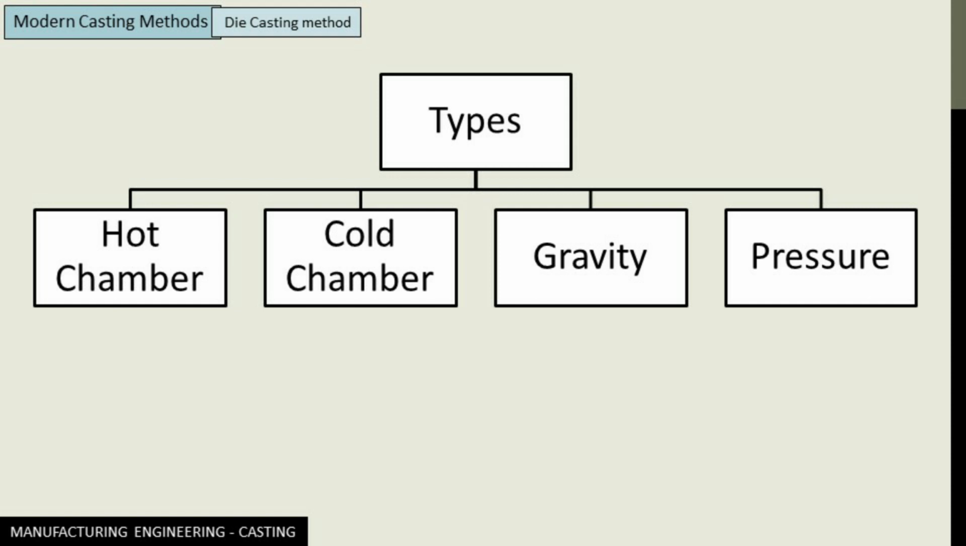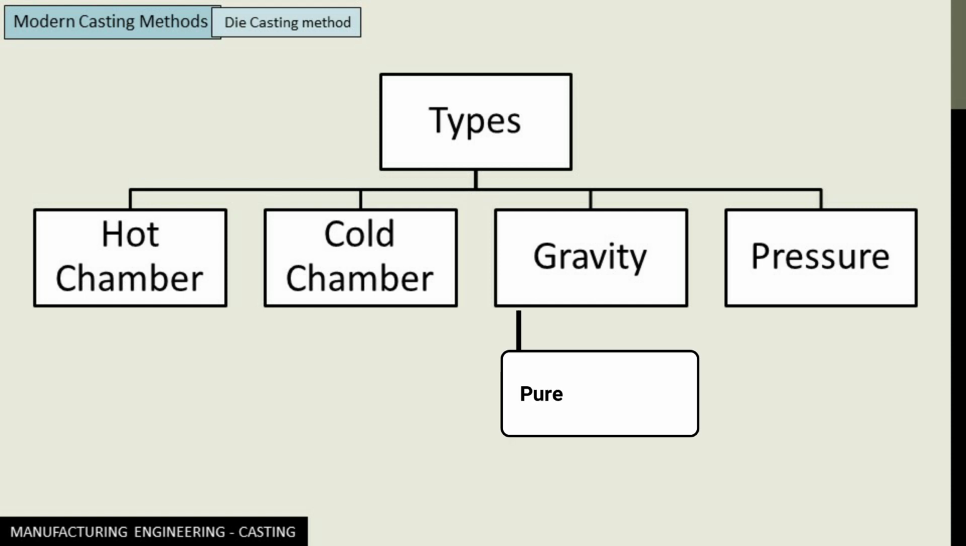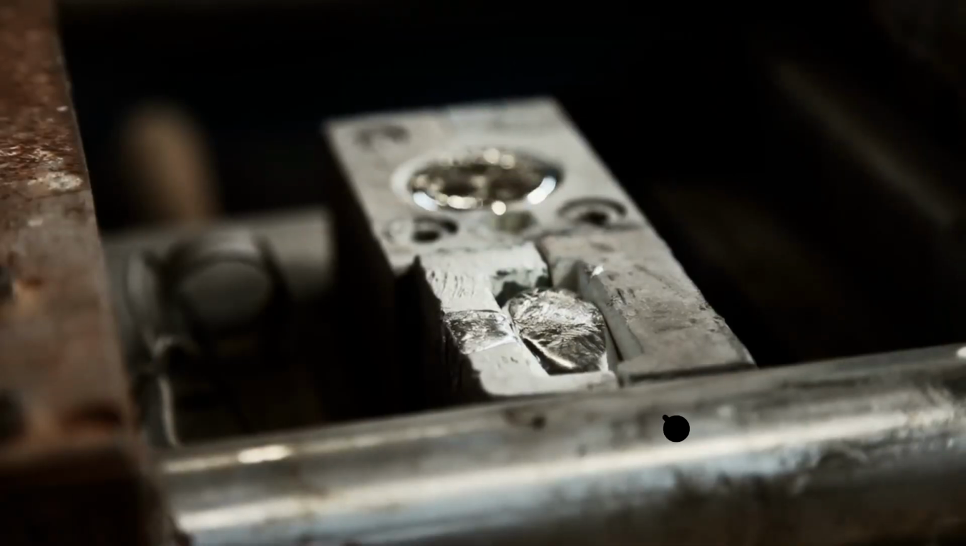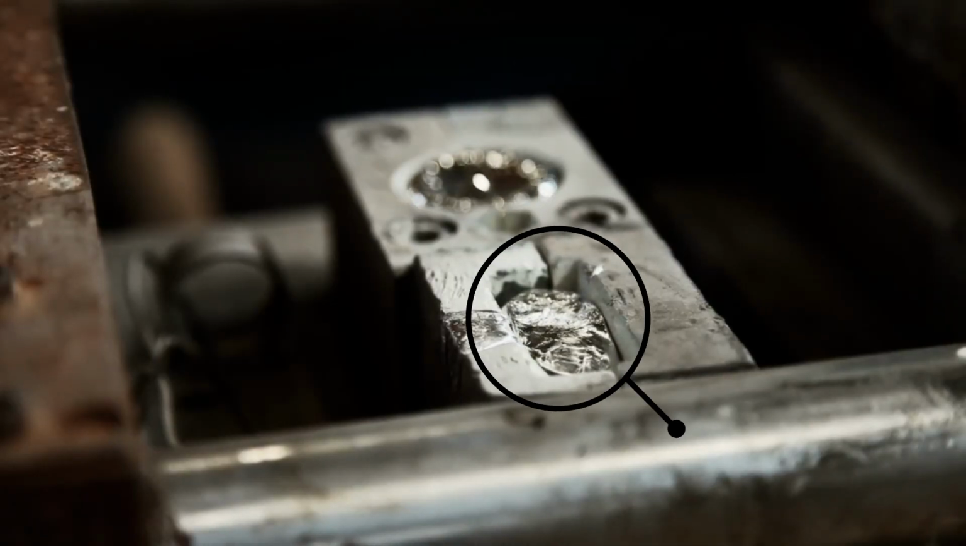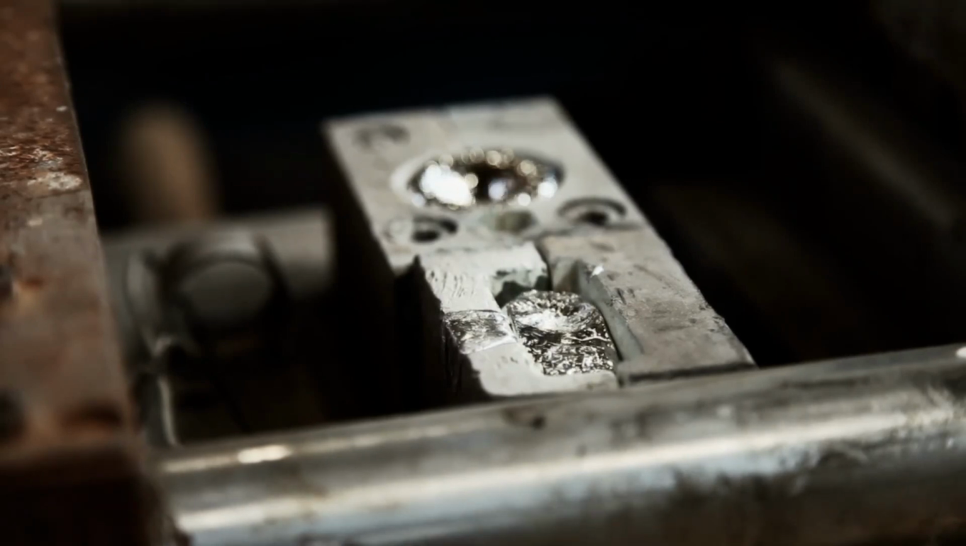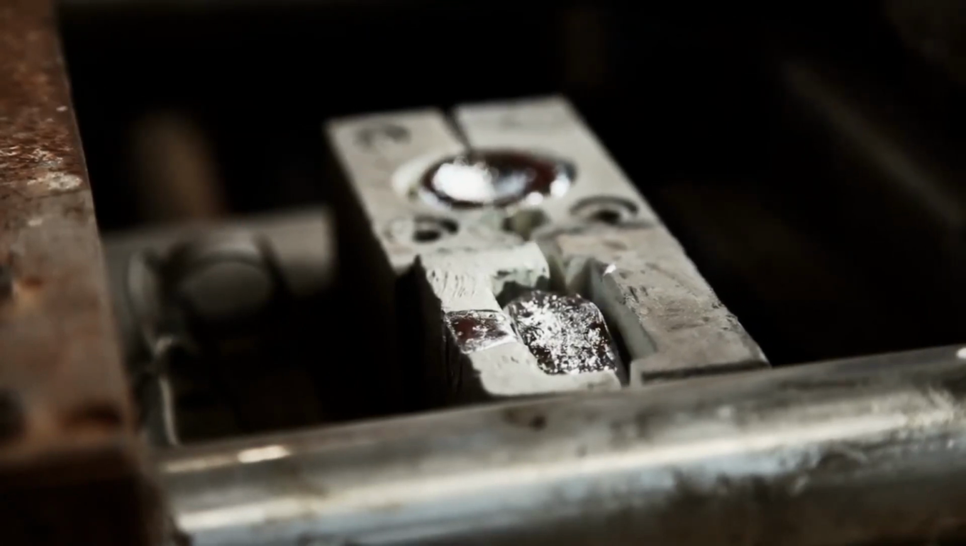Next we have cold chamber die casting. Here molten metal is ladled from the furnace into the chamber through a pouring hole. Then we have gravity die casting. Here the flow of molten metal is purely by gravity, and the application of this kind of die casting is for manufacturing IC engine pistons from aluminum alloys.